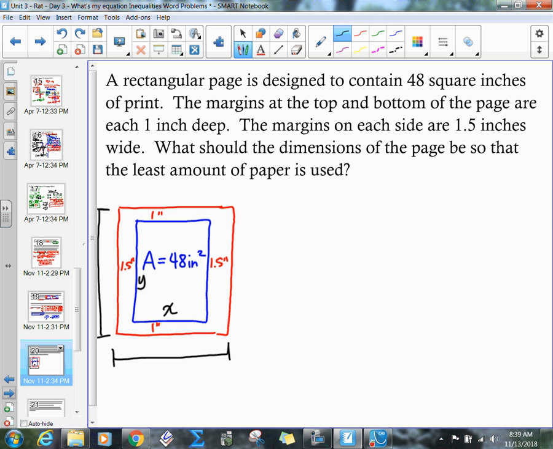And so this distance here, down here, is this X plus this margin plus that margin. So those margins are, let's see, you get a 1.5, an X, and another 1.5. I'm going to call that X plus 3.